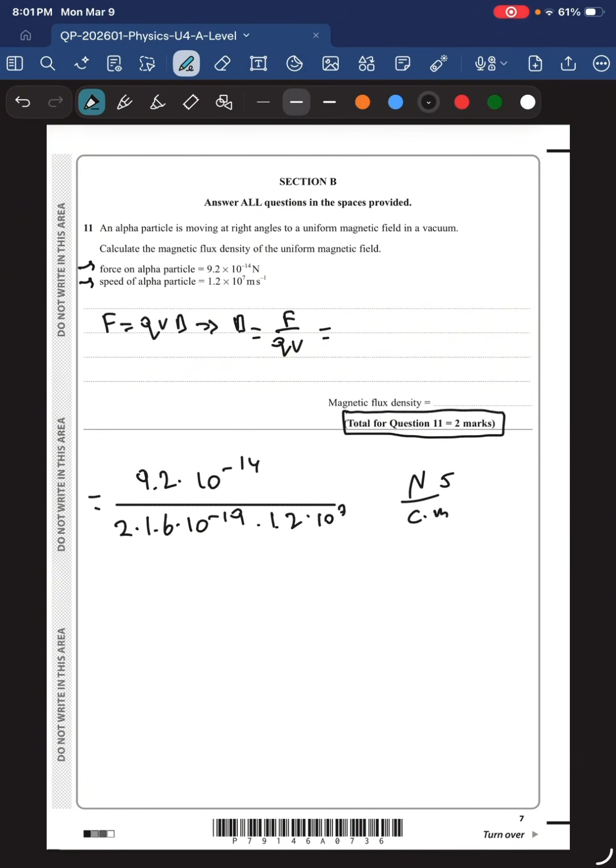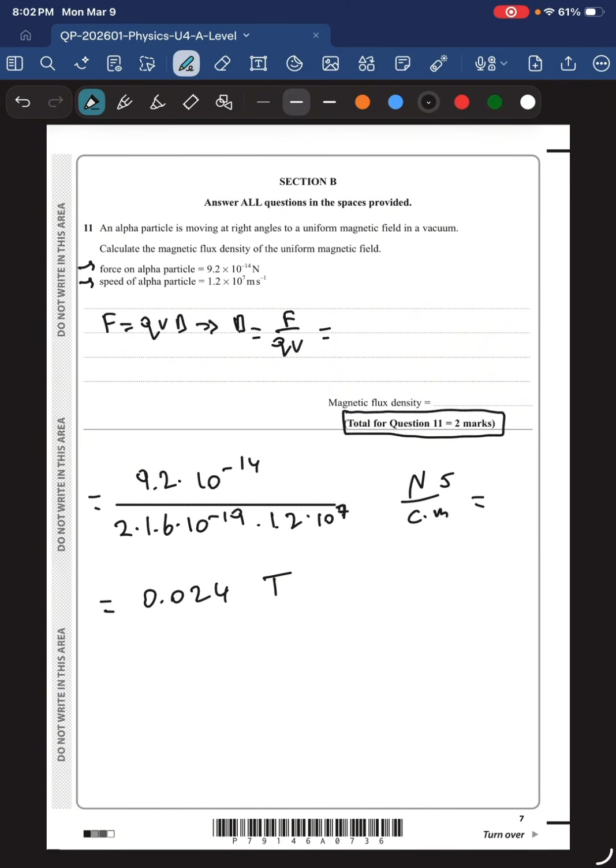Okay, and let me see, how does this work now? Okay, we know that this works out to Teslas, but I want to prove it to you. So anyway, let's move on. So 0.024, and this is Teslas.